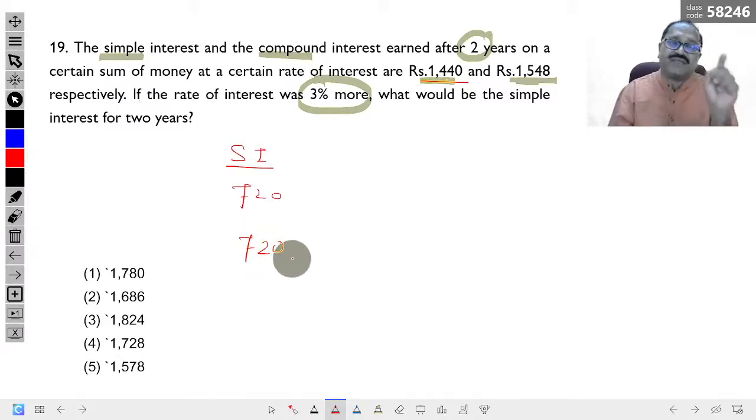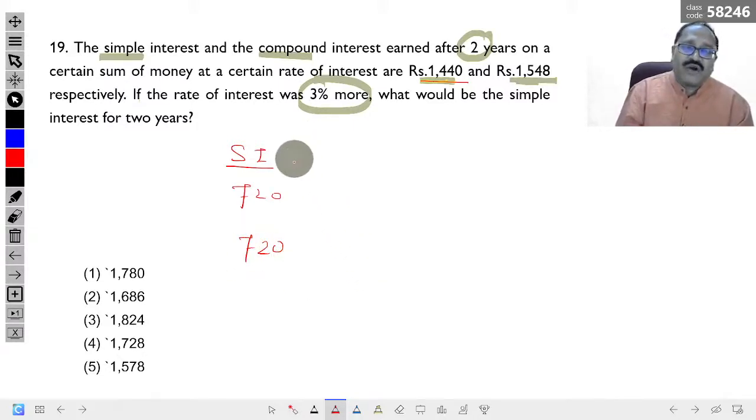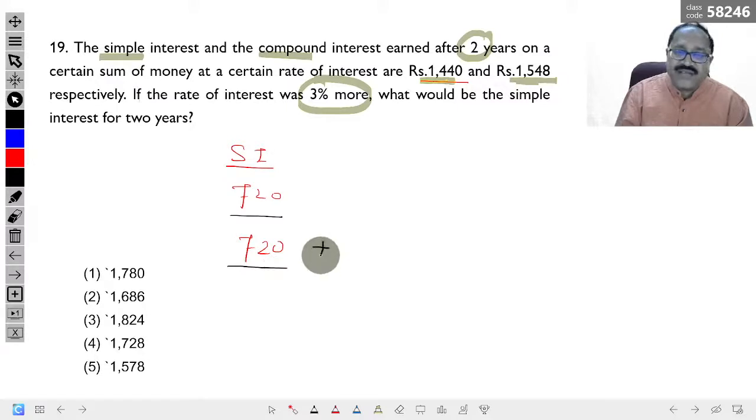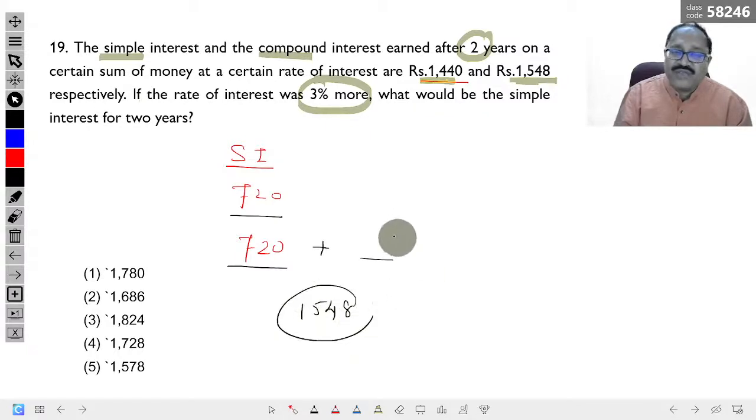As the rate of interest and the sum is same, in compound interest also, this is what your first year interest. The second year interest is this plus interest on interest, which will be total 1548. Now can you please give me what is this figure?